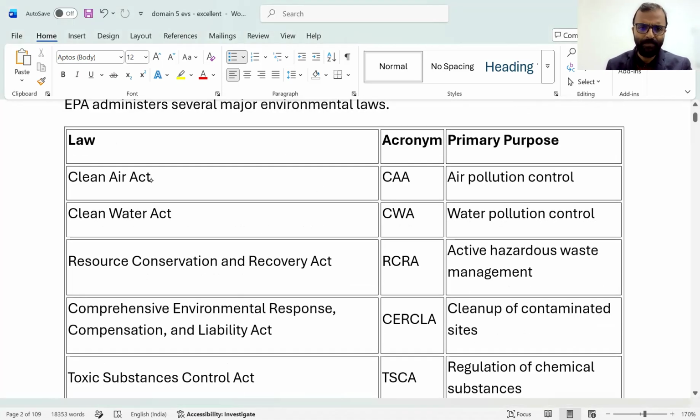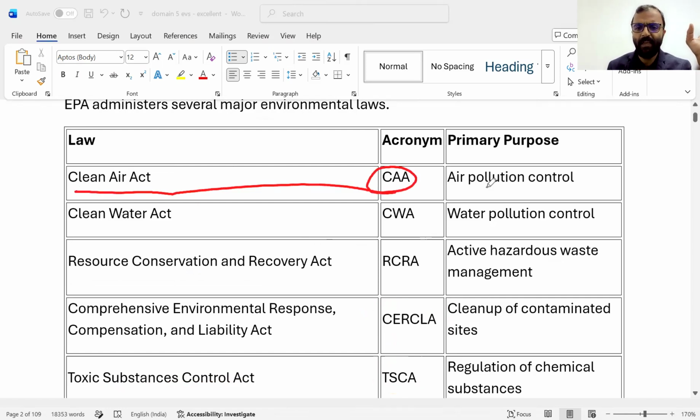So, Clean Air Act. You understood that EPA is all about the environment, and environment means air and water. So that is the Clean Air Act and the Clean Water Act. Then the Resource Conservation and Recovery Act: hazardous waste will be produced in a company, so how do you manage that waste? That is RCRA. If you want to do cleanup activity, then CERCLA will come. Then toxic substances, TSCA will come. So these are the five laws. We will check these laws in detail because a question will definitely come. The Clean Air Act, CAA, comes under air pollution control. The Clean Water Act means water pollution.